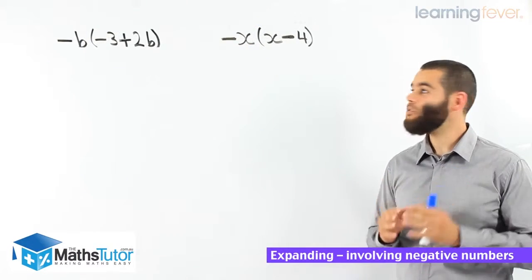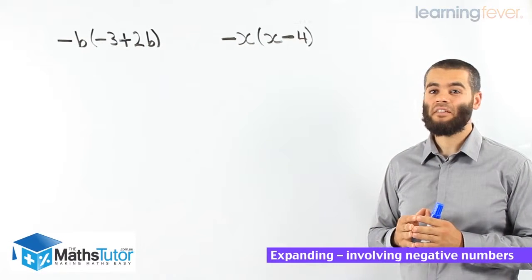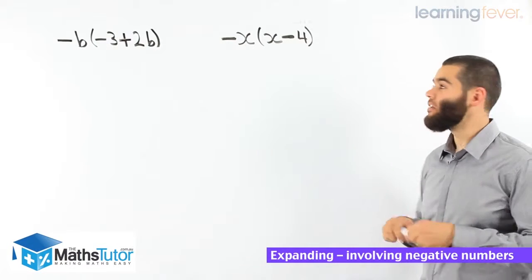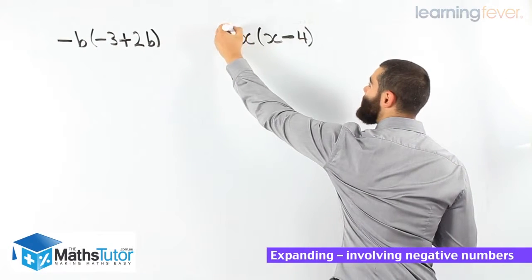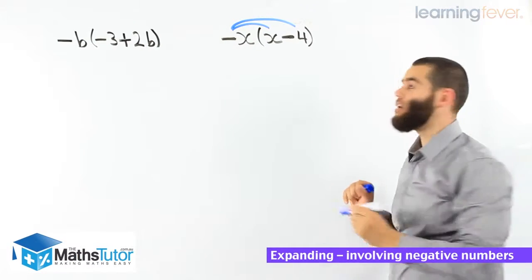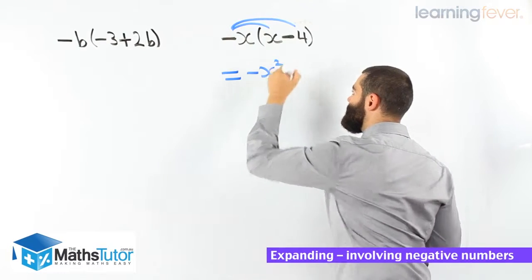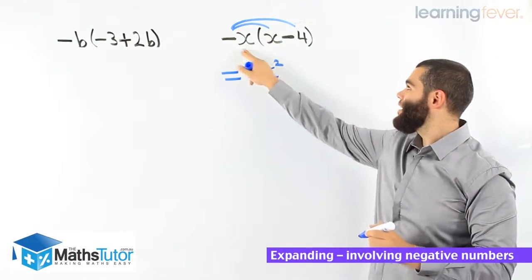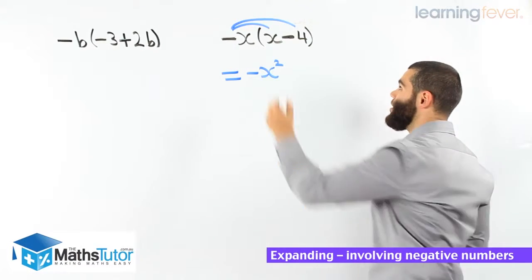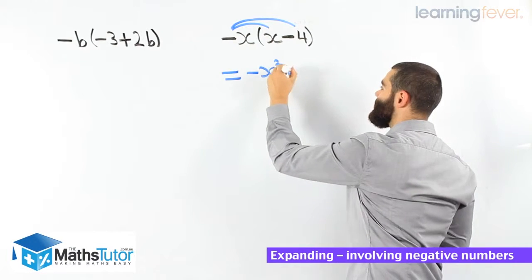Okay guys, let's do these two examples. We have negative x, open bracket, x minus 4, close bracket. So the negative x is going to multiply everything inside. Negative x times x, negative x squared. And then negative x times negative 4. We know two negatives multiplied together make a positive.